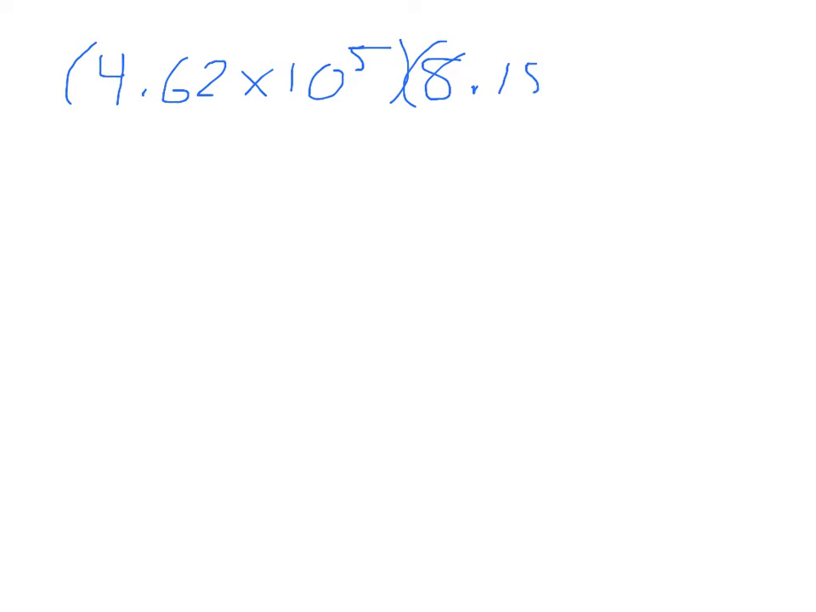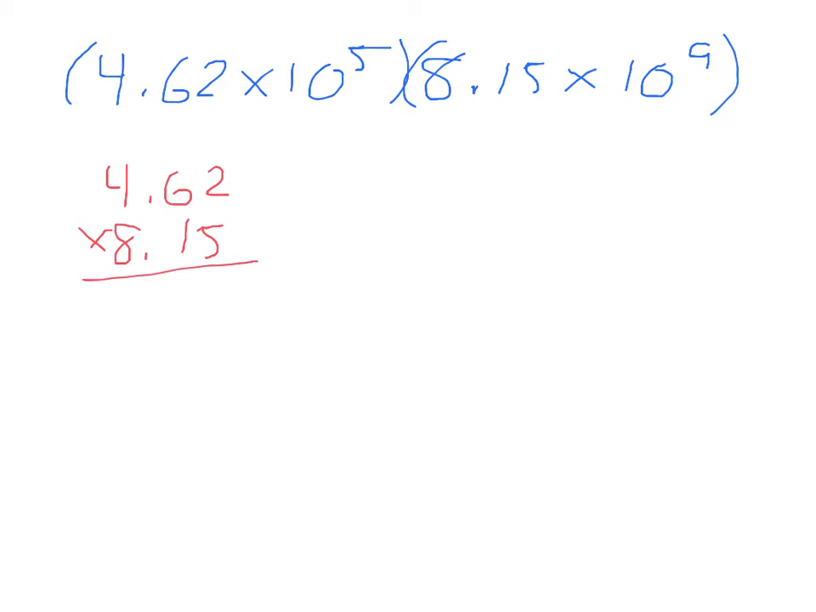So let's take a look at another problem, and let's work this one out together. 4.62 times 10 to the 5th times 8.15 times 10 to the 9th. Now, what we just did with the multiplication is we know that we can multiply the decimals together, and then we'll multiply the powers of 10 together. So I guess the first thing we have to look at is 4.62 times 8.15. And of course, we'll quickly do that.